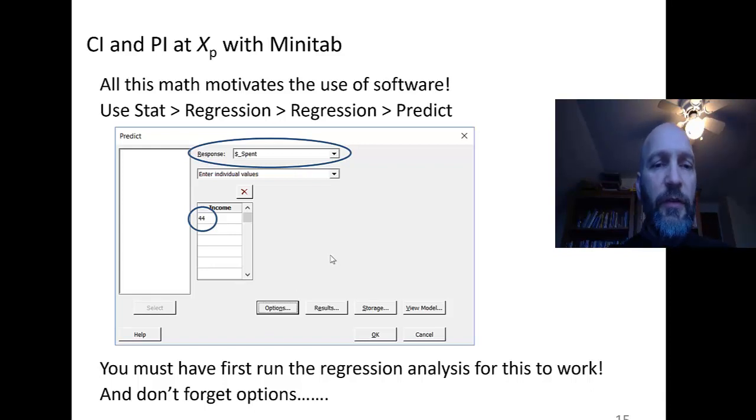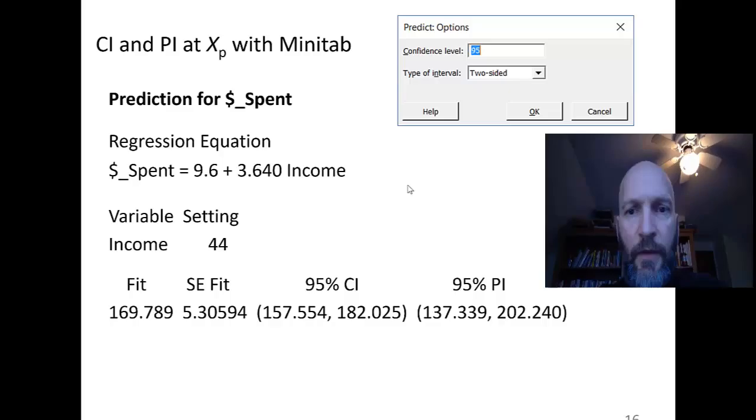But let me say before we do that, you have to have run the regression model before you can do this. And that's why the response variable is going to be pre-populated. And if you don't run the model before that, then Minitab's not going to know what regression line to use. Under the options, you'll notice a confidence level field. You can change that if you like. The default is 95%. That corresponds to an alpha level of 5%, of course. And for this course, we're always going to use a two-sided interval.